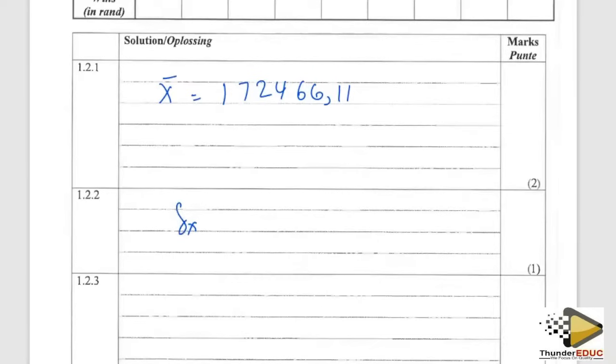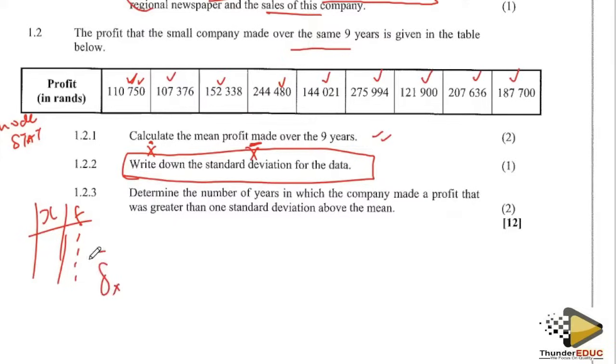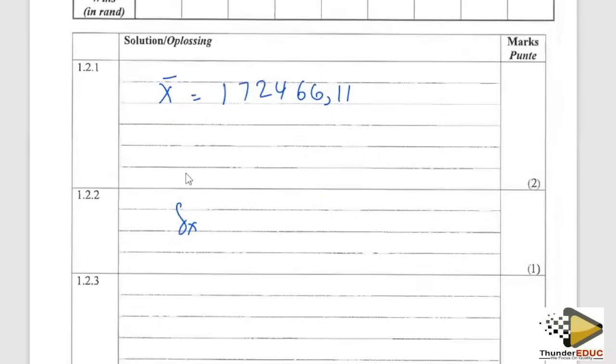They want us to get the standard deviation. That's what the question is asking for. Write down the standard deviation. So from the shift 1, we must look for the standard deviation. It's normally by number 3. So from my calculator, my standard deviation is 56950.